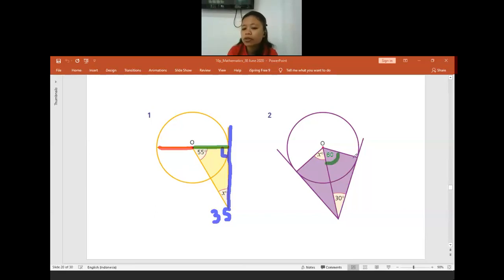Why is it 60? Because radius and tangent line will always make 90 degrees. In a triangle, the total is 180. 180 minus 30 minus 90 equals 60. After that, as I told you, this and this are equal. This and these are equal because they are radii. So the angle in this part will be equal to 30. So x will be the rest, which is equal to 60.